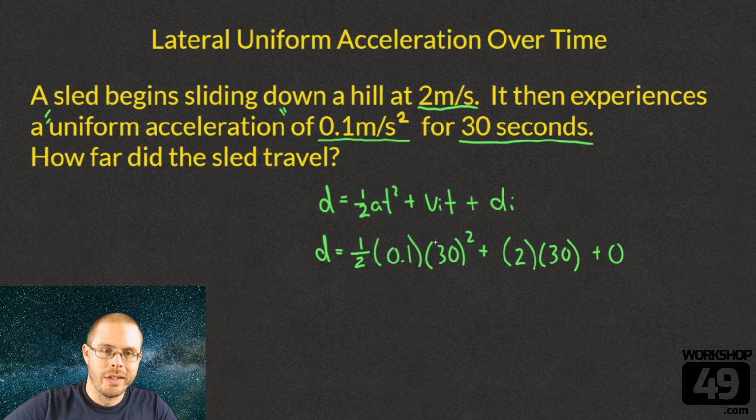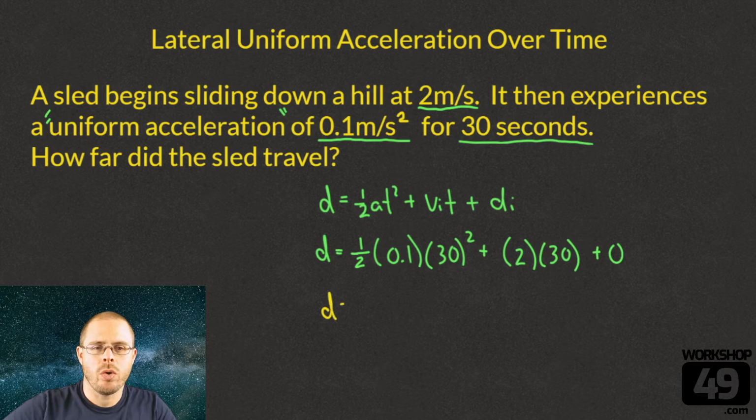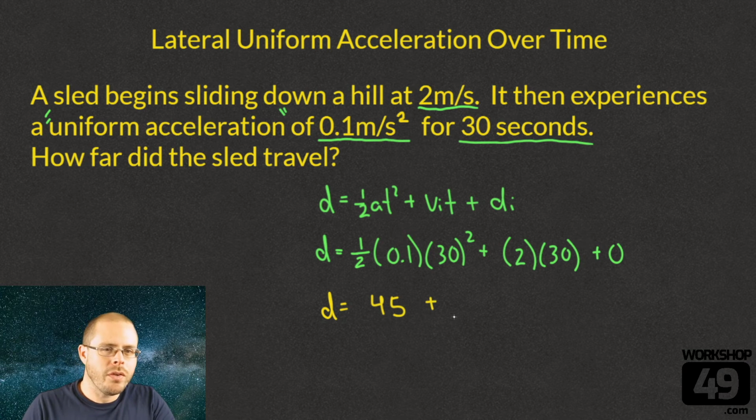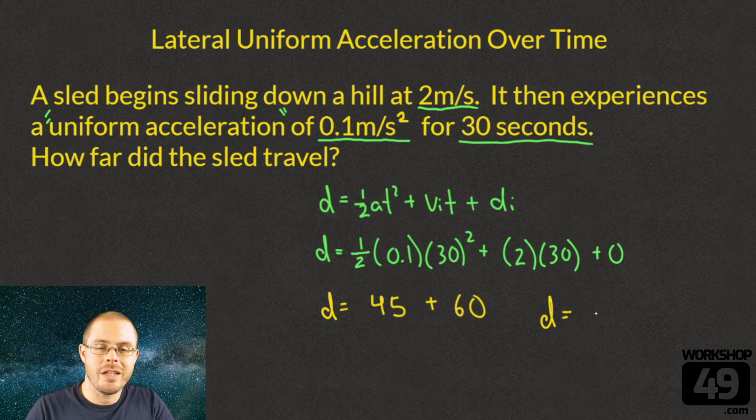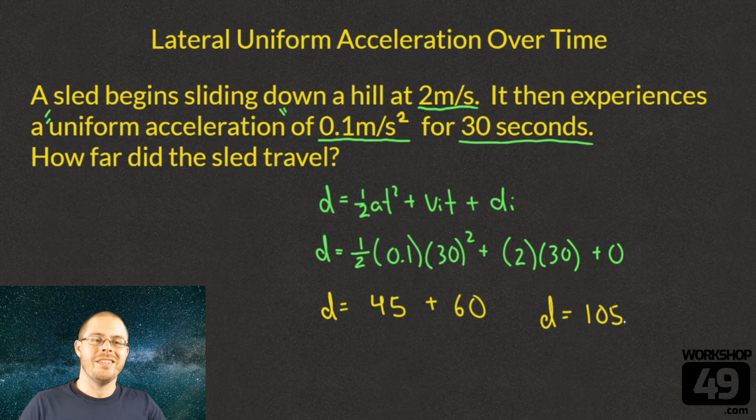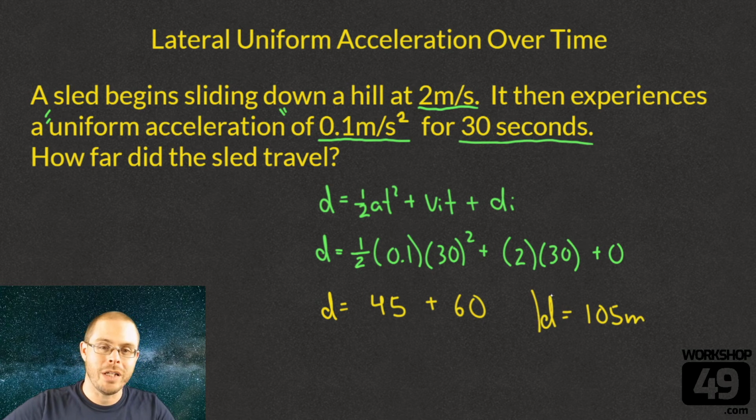We plug this into our calculator. We have everything that we need here. So d equals, we're going to do the first one. We'll do this in 2 steps just so everyone can see. Now, the 1 half times 0.1 times 30 squared is a 45. The 2 times 30 is a 60. Add those together. D equals 105 meters.